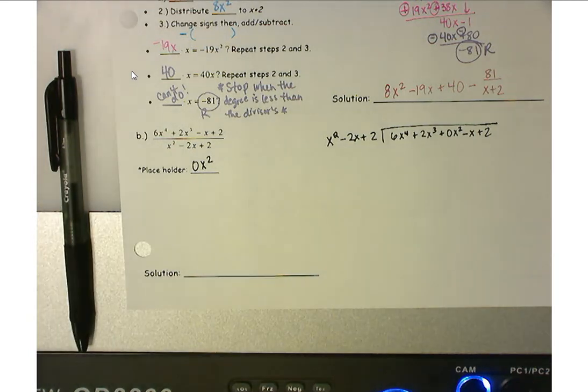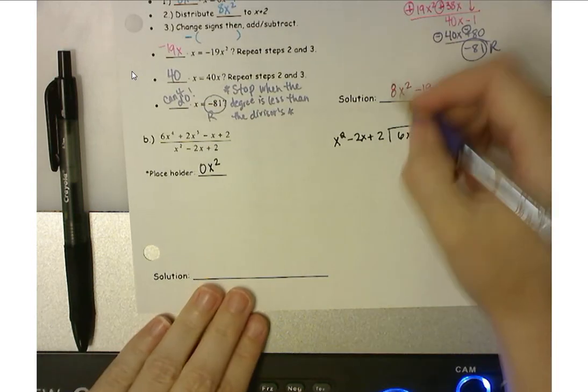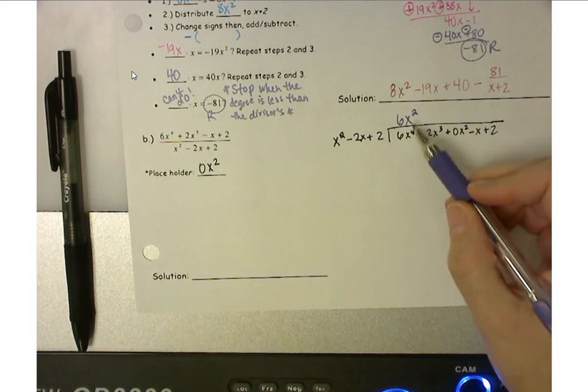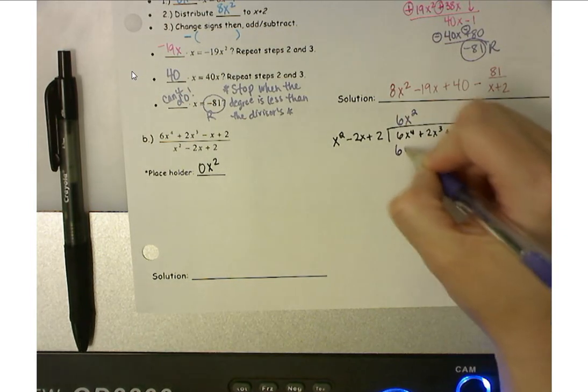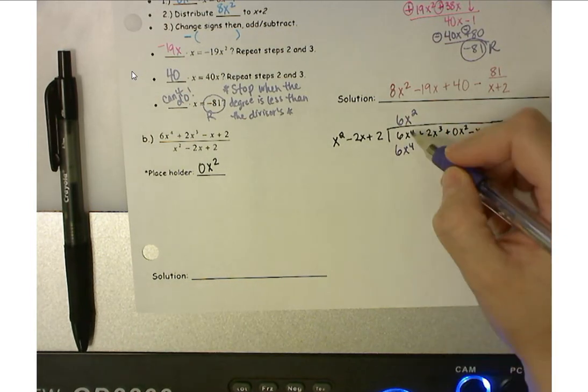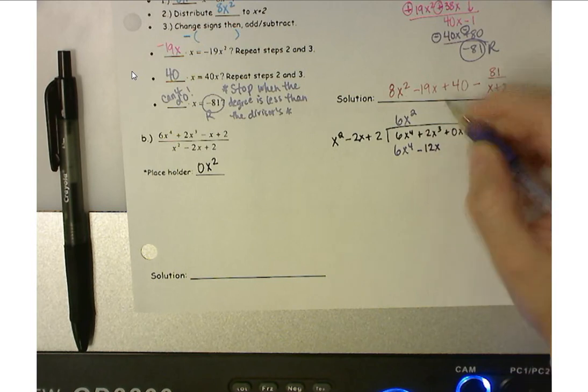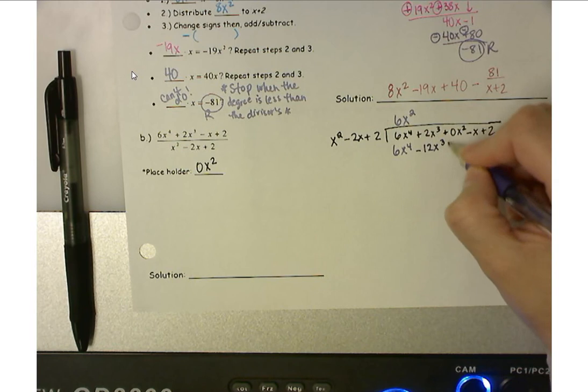Okay, so Kelly, what did you start by doing with this? I did 6x squared. Yep. Okay, good. So if you do 6x squared times x squared, you get 6x to the fourth, which is what you want. So then you'll have negative 12x cubed and then 12x squared.